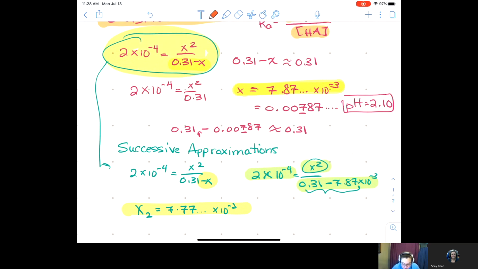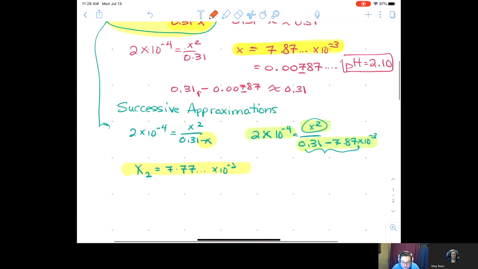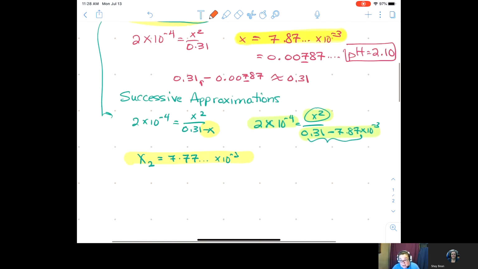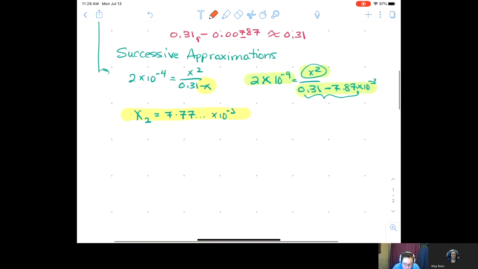Now that we've got the second approximation, we're not stopping yet because it's not close enough to the previous approximation. We'll do the next approximation. The next approximation says to take this new value of x and plug it back into this equation. And again, you don't have to write this out, but I am so that you can see exactly what I'm doing.